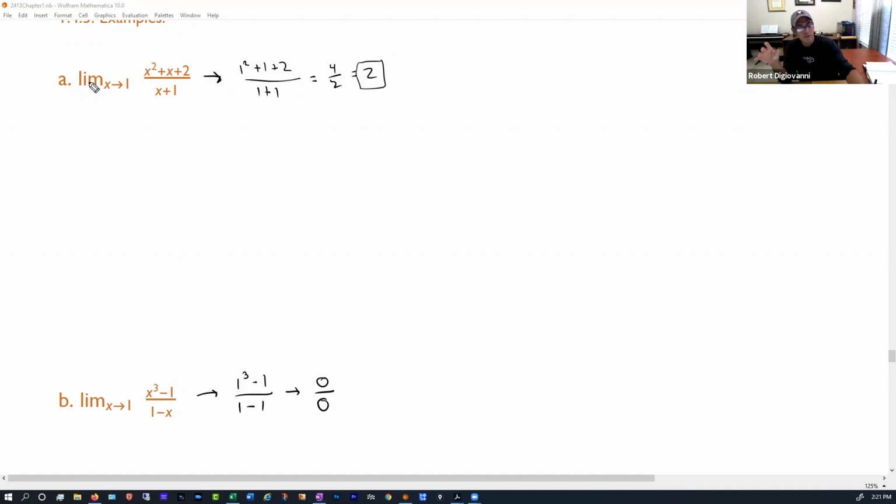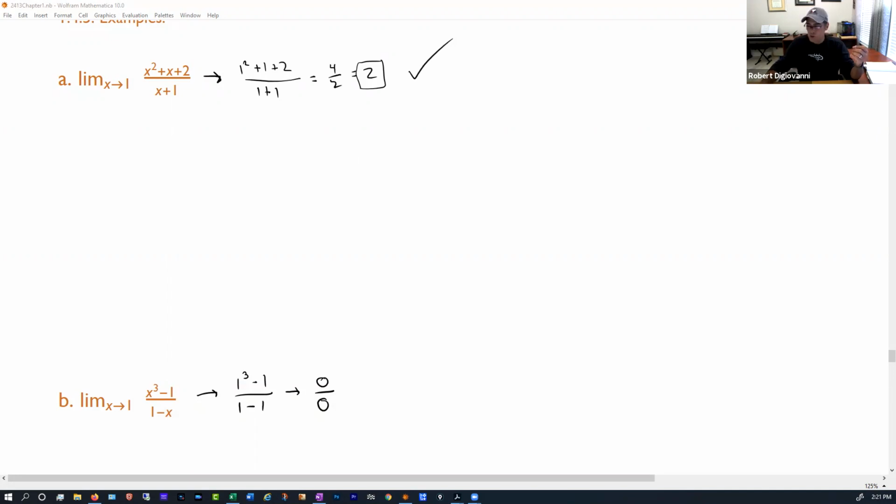So the first one, part A, we are done. The answer is 2. The second one, part B, we are not done. What we know is we can't use direct substitution. Does the limit exist though? Do we have a limit from the left and from the right? Is this headed somewhere? That's still an open question. We don't have the answer yet.